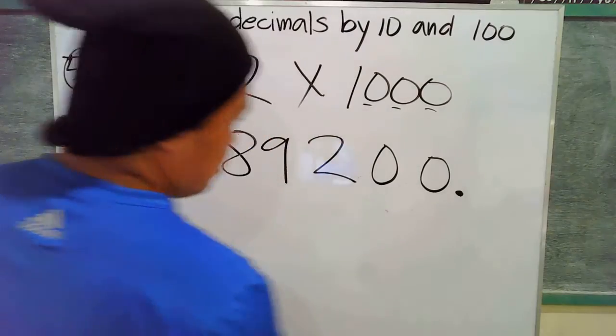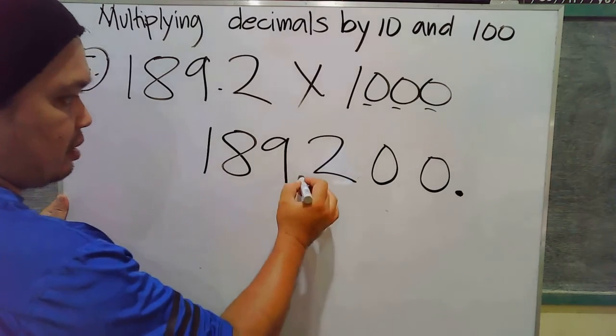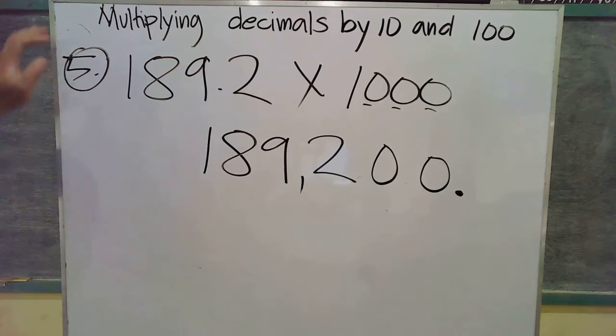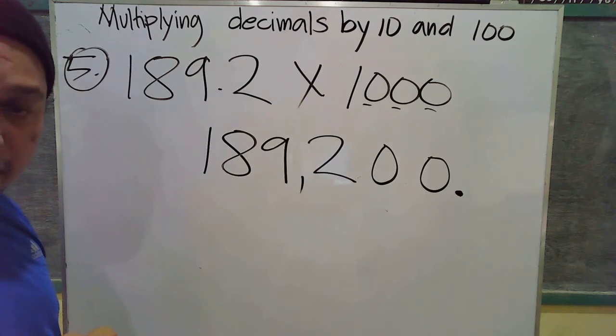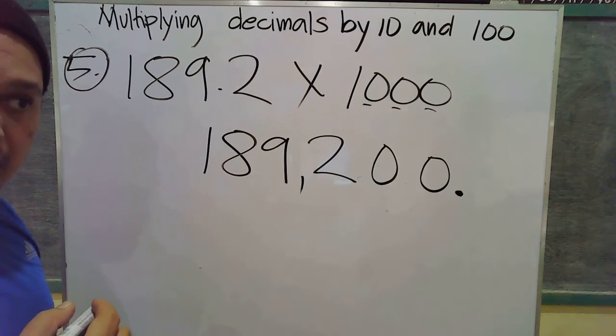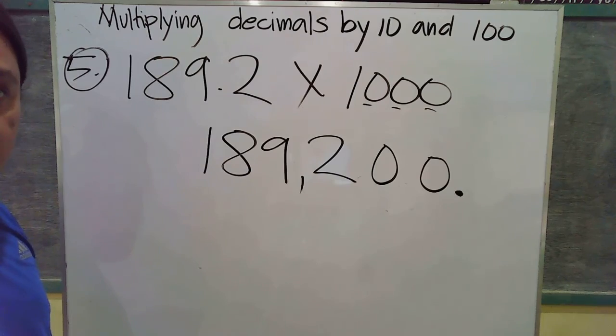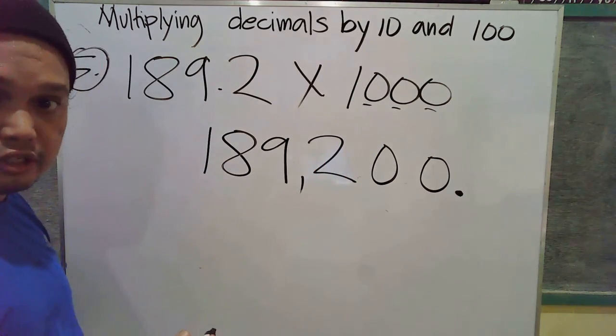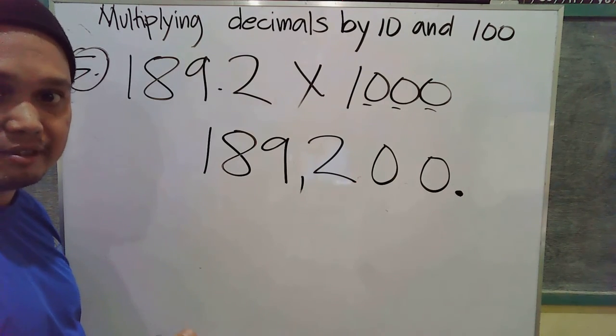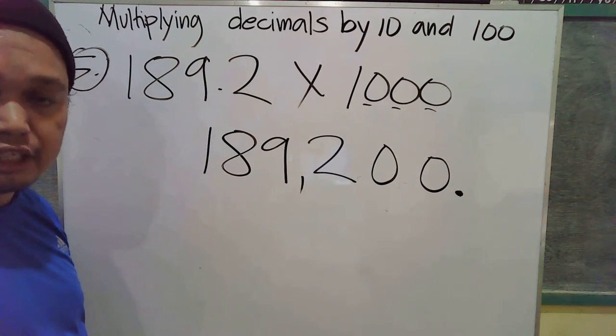Okay, so put some commas, 1, 2, 3, comma. So we have 189,200. Okay, that's how you multiply decimals by 10 and 100. Just copy the number, then transfer the decimal point according to the number of zeros from our multiplier, and that will be our number of steps to the right. Okay? Thank you for your time, and see you next lesson.